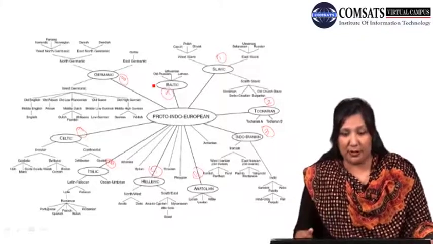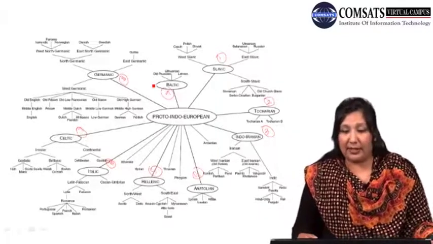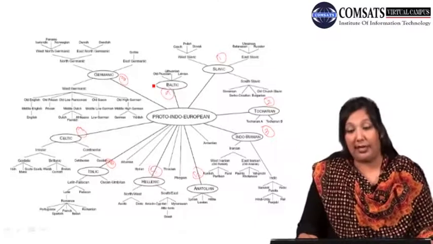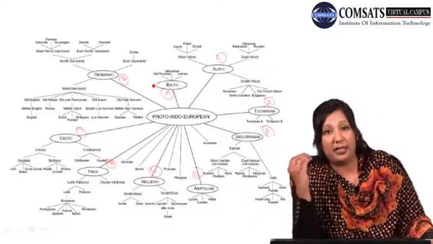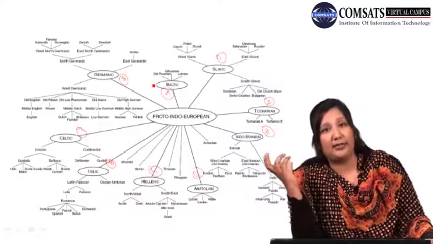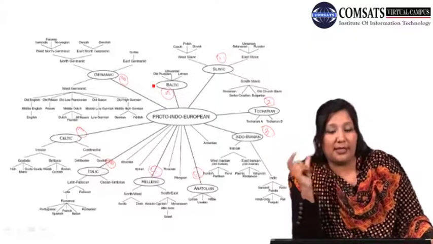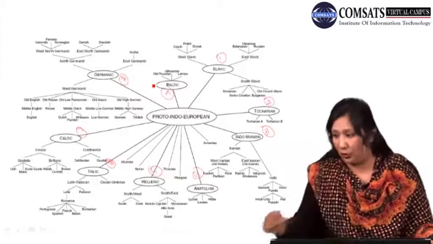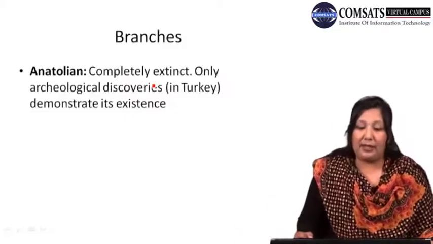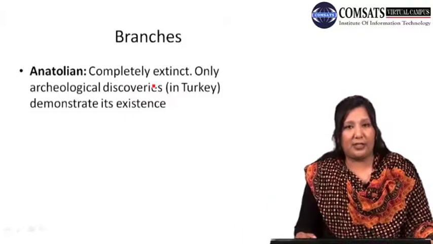But within this picture, we have seen that there are 9 main branches, and these branches are further divided into so many things. As we have seen, there are a total of 140 languages that come under these Proto-Indo-European languages. Yes. Let's start discussing these branches one by one.